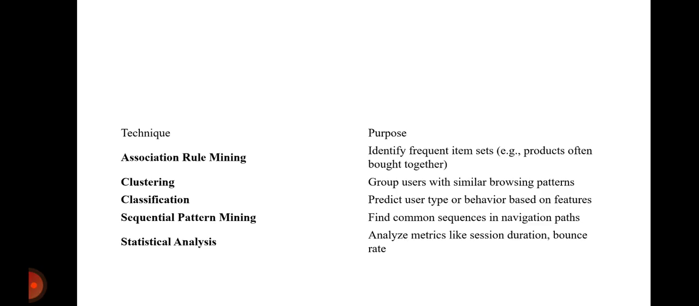It is a most powerful technique used to uncover meaningful relationships between variables within large data sets. They are designed to discover if-then patterns, providing insights into how data items are related and frequently occur together. So these rules are particularly useful in identifying correlations and dependencies, enabling data-driven decision making.